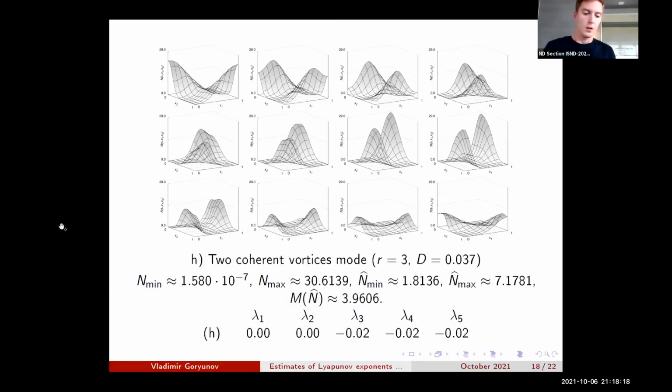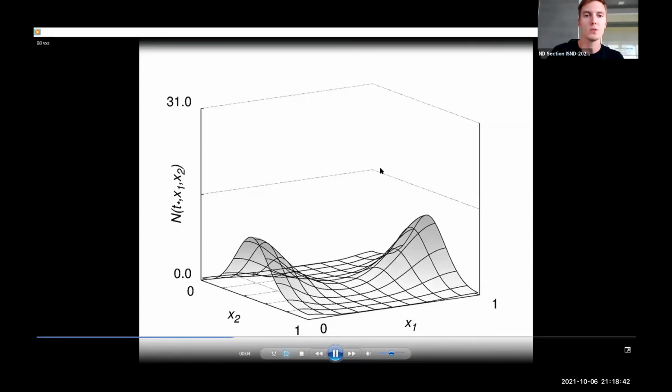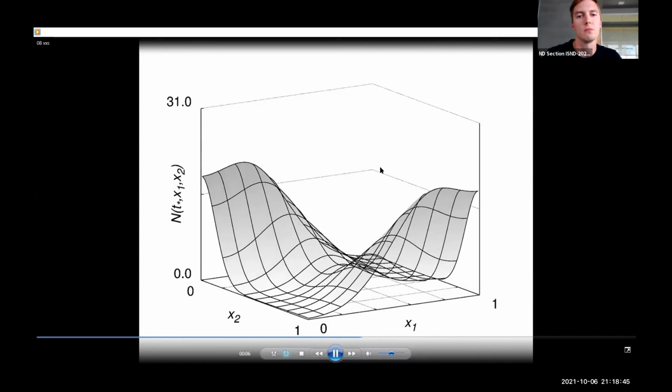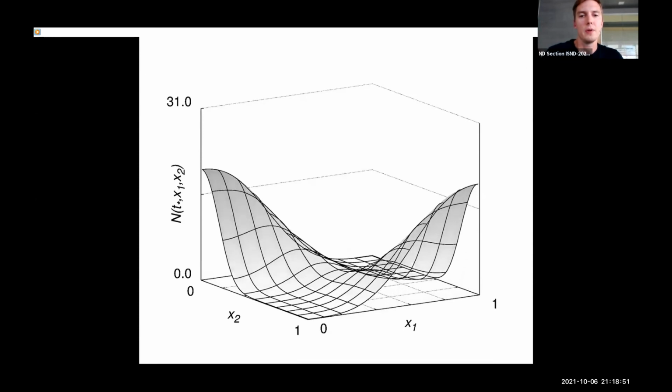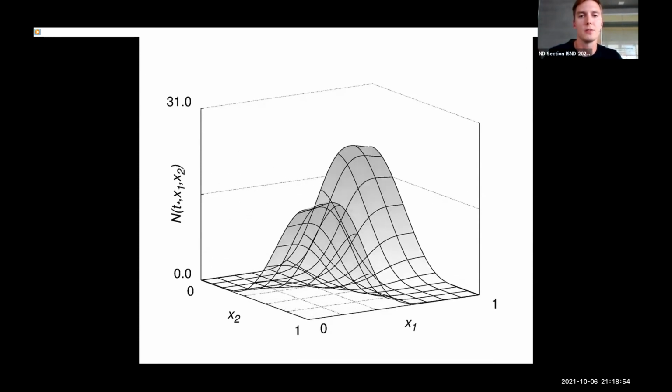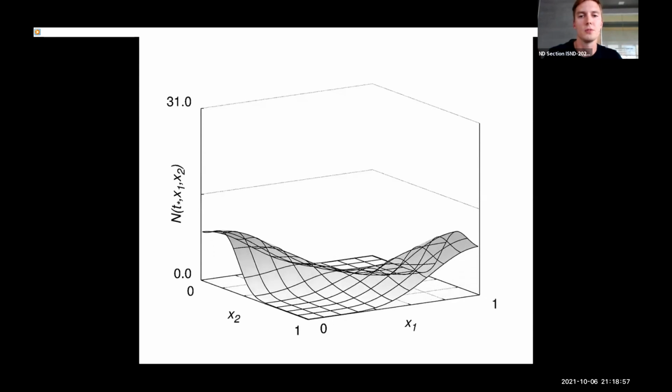Next mode is called the two concurrent vortices mode. It has two frequencies, so the second Lyapunov exponent is close to zero. The animation shows just a small part of a big period of this mode. So here is a part of a very huge period. There are two groups of populations that go by two corners.